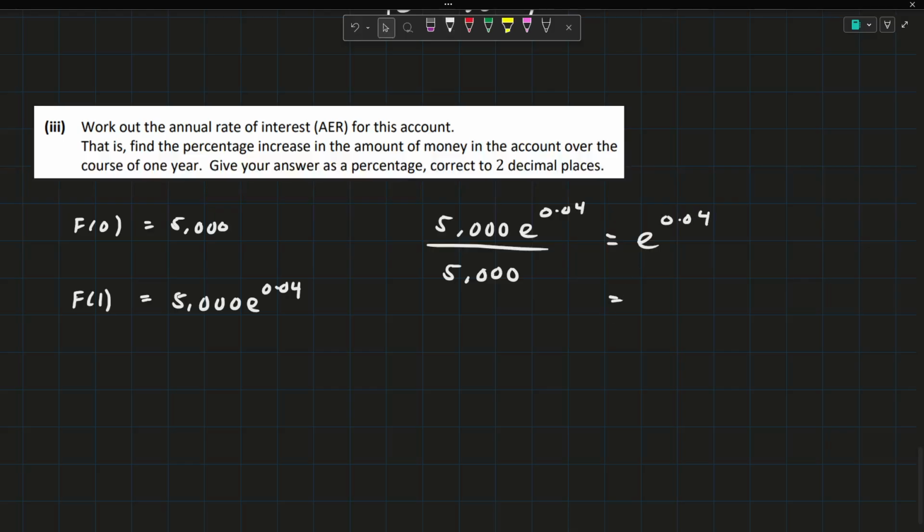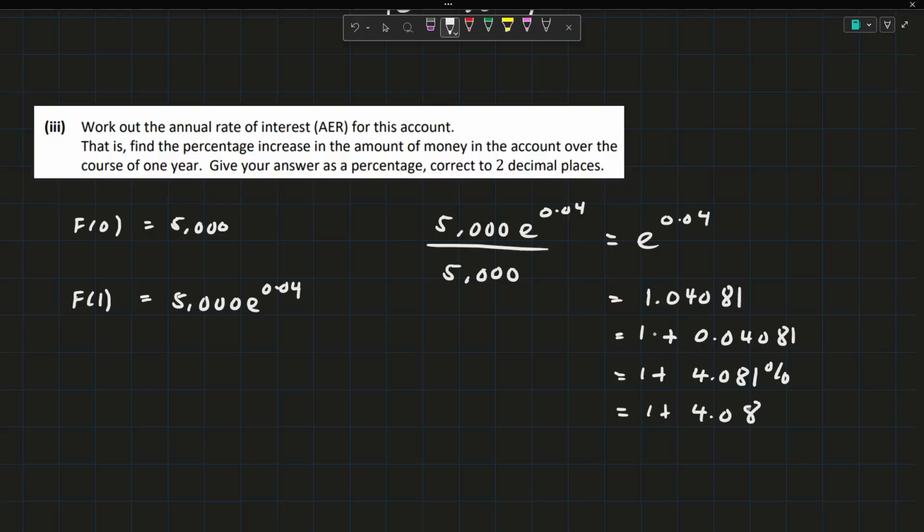And if you put that into your calculator, you should get something like this. So the reason there's a 1 here is because basically the 1 is the original, and then how much it changed by is 0.04081. So basically it's the same as 1 plus, and then convert this to a percentage, you'll get 4.081% is essentially what's happening. And then we're told 2 decimal places, so we can just say 1 plus 4.08% as our final answer.